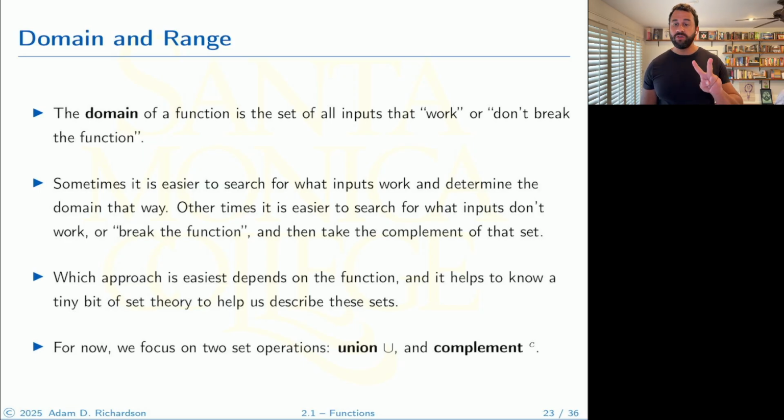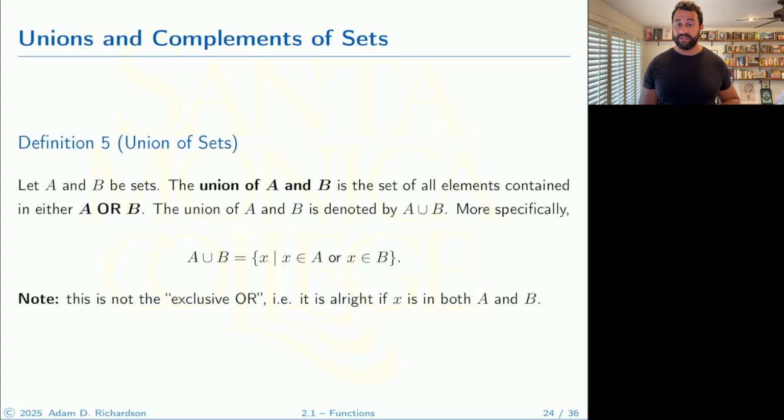We need to focus on two set operations. One of them is called union, and the other is called complement. Complement is like taking the opposite of a set in some sense. So let's talk about some set theory. For those of you that are going to take discrete math, you'll learn about these again, but you're going to go into way more depth. For our purposes, we just need the basics of these set operations.